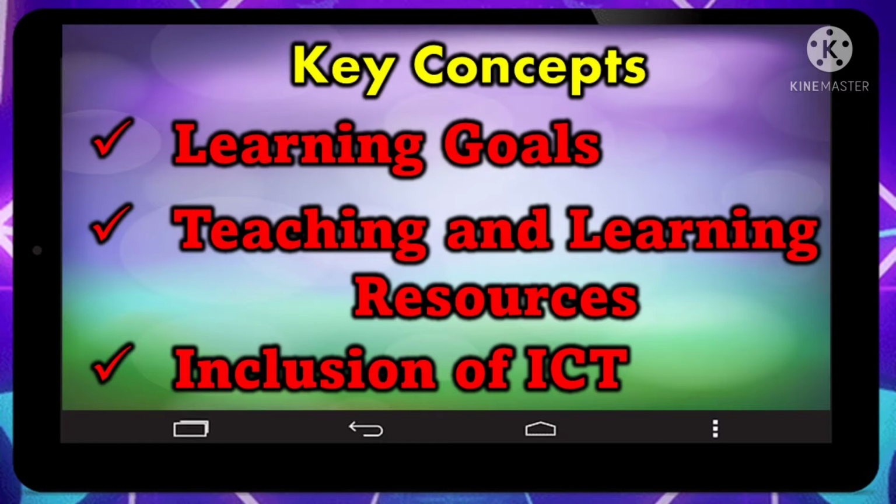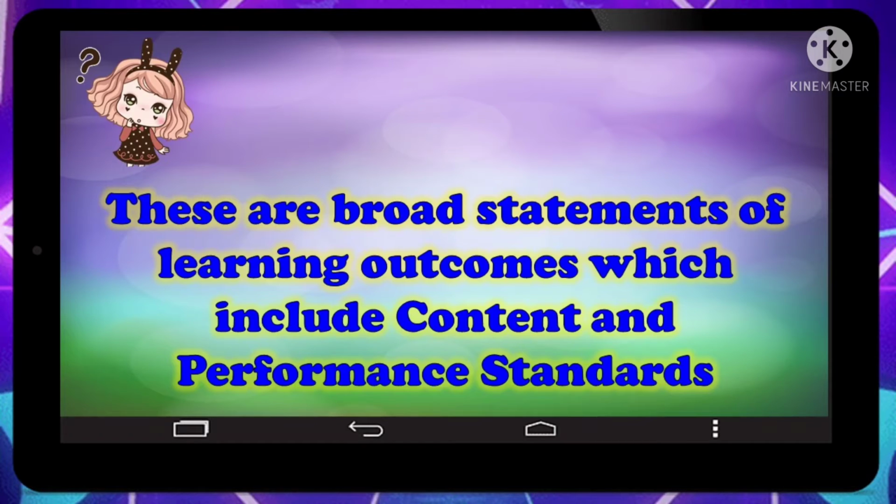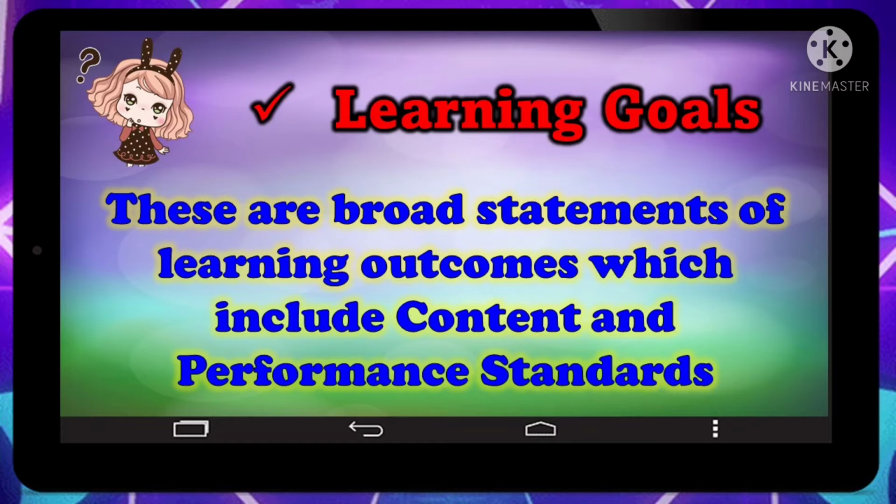I will give the definition. All you have to do is key in the chat box number 1, 2, or 3 to tell which concept is being described. Let's begin. Number 1: these are broad statements of learning outcomes which include content and performance standards. 1, 2, or 3? The correct answer is 1. This refers to learning goals.